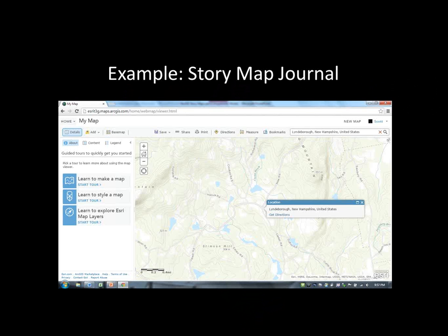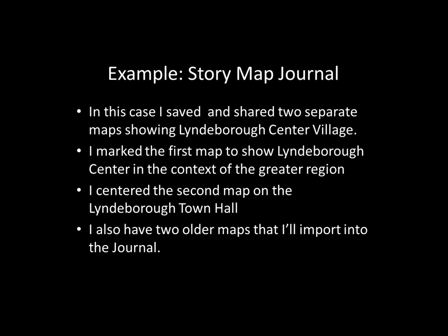And what I'm going to do with this story map journal is create sort of a walkthrough of the history of that location. Now, I did this very quickly, so please don't grade me based on the artistry of it. But the cool thing about this is that all I did is I saved 2 different maps showing this village. I marked the first map using the function that I showed you earlier. I put a push pin on the map just to show where Lyndeborough Center was in the context of the map in general. And then I centered the second map on the town hall. And I also have 2 other maps, older maps, that I'm going to import into the journal as just pictures.